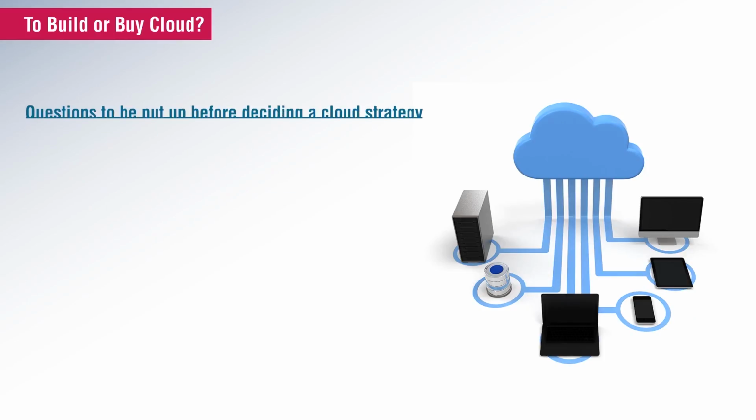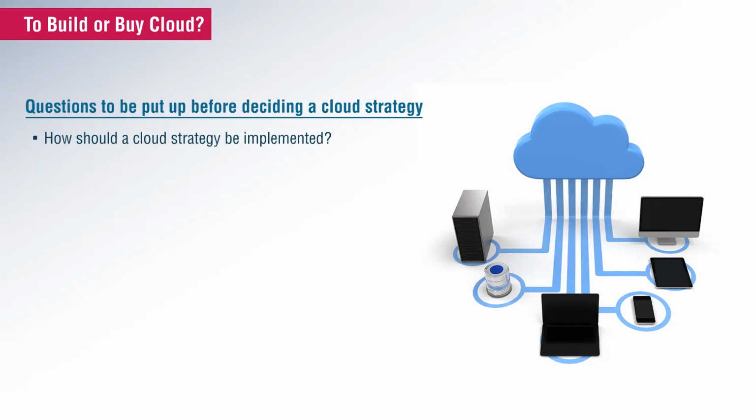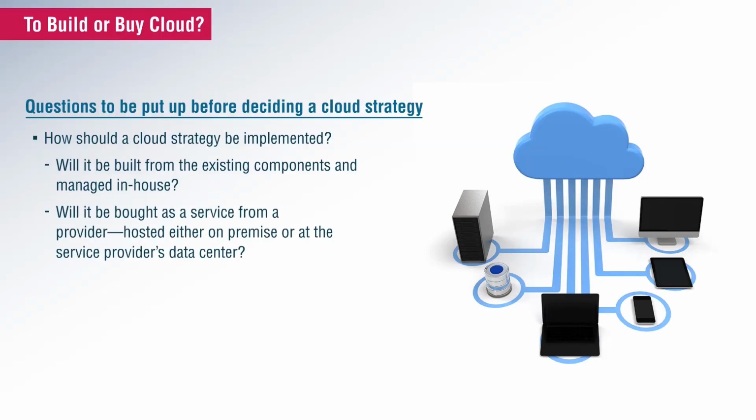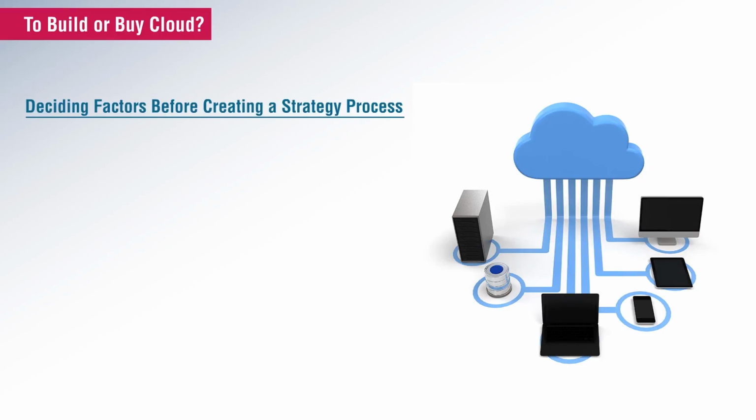business problems. A key decision in cloud strategy is how you will implement it. Will it be built from the existing components and managed in-house, or will it be bought as a service from a provider? For a private cloud, both are valid models. Early in the strategy process, you need to consider whether to buy cloud or build it.